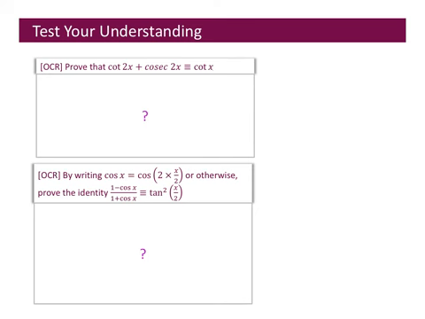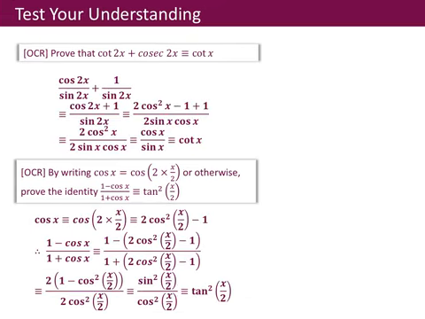Then for the second one, by writing cos of x equals cos of 2 times x over 2. So this is actually a double angle formula because we're doing 2 lots of something. So this is cos 2a, and your a is x over 2 in this case. So they've given you a clue. Please try your best. Okay, so here are the answers.